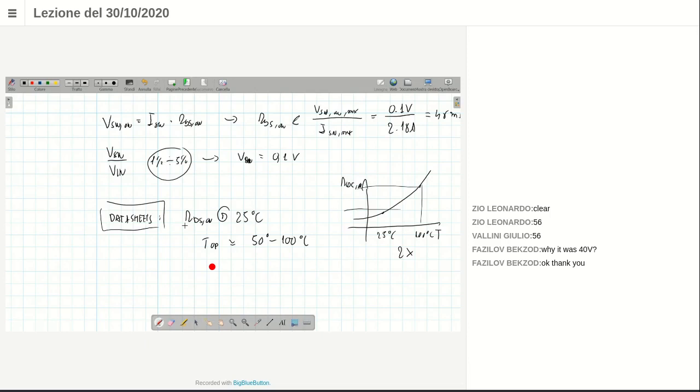because it is smaller, it seems that the device is better for commercial reasons, let's say. But in practice, what is important for us in our design is the value of the resistance at the working temperature.